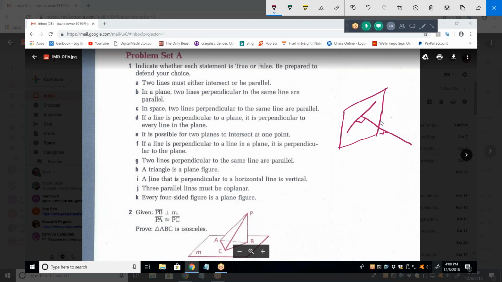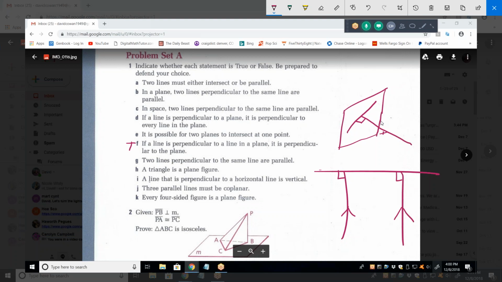Is that line coming out of the plane perpendicular to the plane? Yeah, the one coming out is. Yeah, I think it is also. Two lines perpendicular to the same line are parallel. Okay, now we're getting into regular geometry. This line is perpendicular to that line, that line's perpendicular to that line, therefore those are parallel. It is two-dimensional geometry.